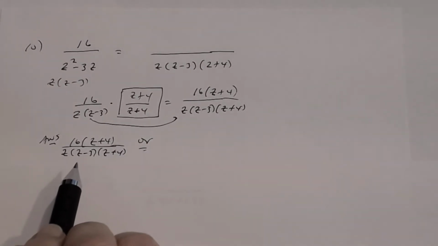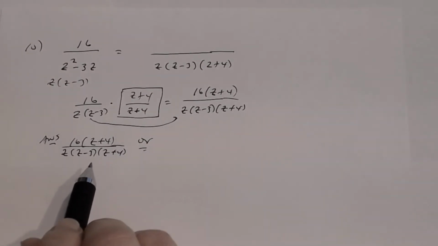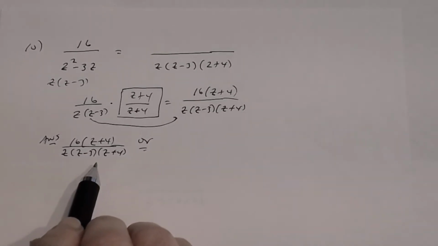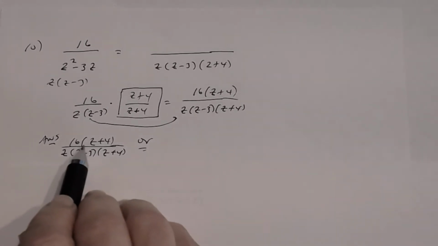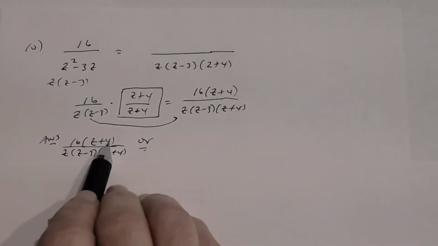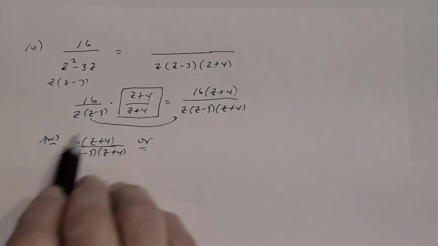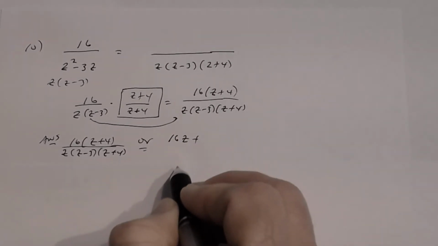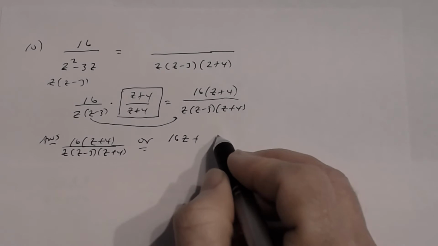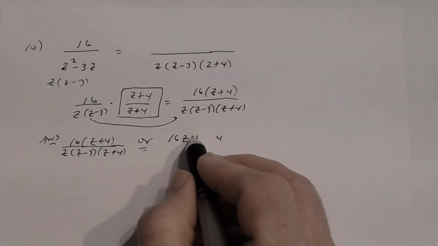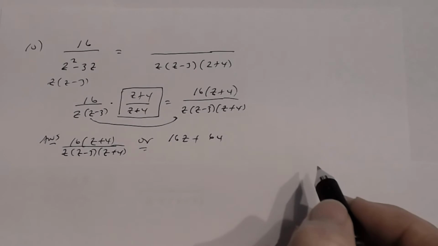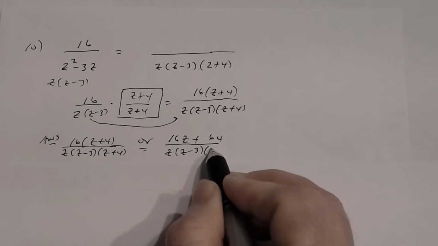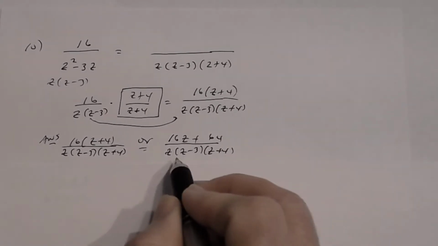In the next lesson, when you're going to add and subtract two rational expressions, you're going to leave the denominators factored, and you're going to see why when we get to there, but you're going to multiply the numerator out. So for right now, though, you can leave your answer like this, or you can distribute. So if I distribute, I get 16z plus, and then 16 times 4 will be, let's see, that's 64, okay? Divided by z times z minus 3 times z plus 4. But leave the denominator factored.